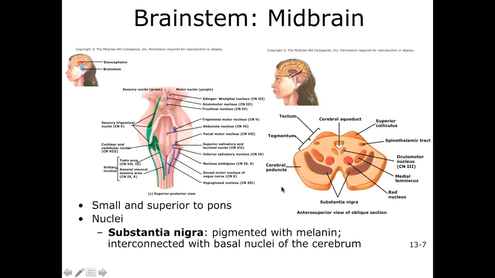So the main nucleus that I want you to know of is substantia nigra. And if you look at this slice, this is a cross-section slice, so we've taken the midbrain and sliced it this way, okay? We're going to see all these different pigmented nuclei in here, but that substantia nigra is important because it has to do with Parkinson's disease. In this region, it's going to be pigmented black because it's filled with melanin, and it's interconnected with our basal nuclei in our cerebrum, which we'll talk about shortly, and will function in motor control.